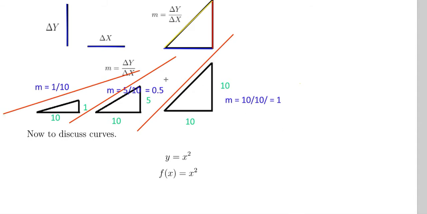And so the gradient is another phrase we could use, in that the gradient depicts the steepness of our straight lines. But this is for straight lines. Let us now move on to curves. If you have a curve, the most simple curve we're going to utilize is y equals x squared. We're going to use function notation, so f(x) equals x squared.